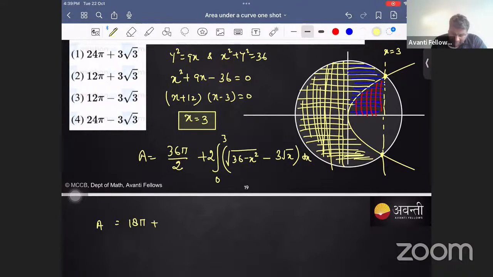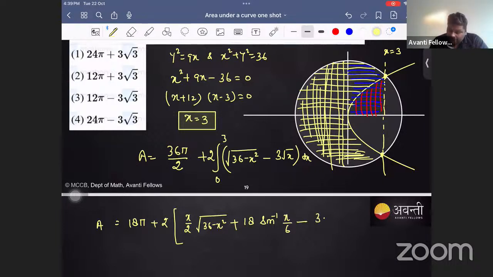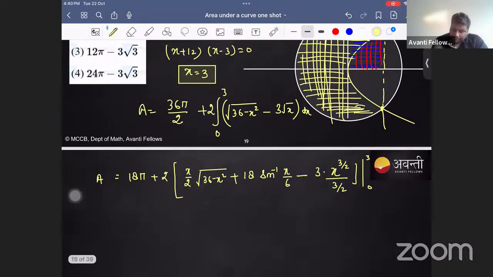Now use the formula for integration. That is x by 2 under root of 36 minus x square plus a square by 2, meaning 18, times sine inverse of x by 6, minus 3 times the integration of root x, which is x to the power 3 by 2 upon 3 by 2, with limits from 0 to 3. Got it? Fortunately at x equal to 0, everything is going to 0. So you have to do it at x equals 3 only.